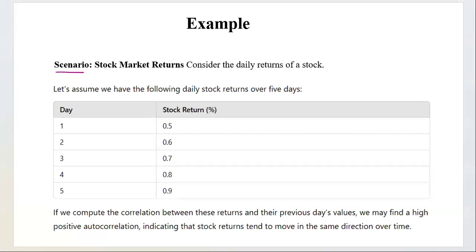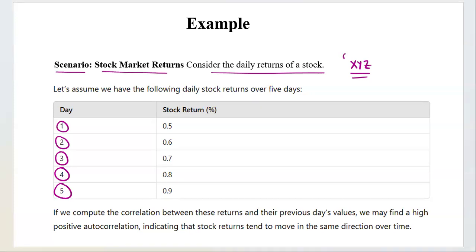Here, this example depicts a scenario which is the stock market returns. We will consider the daily stock returns. Suppose we are considering some XYZ stock. It could be HDFC Bank, it could be Reliance, it could be Coal India, any stock that you can think of. It is some stock, and we are observing the return of that stock for 5 consecutive days, right?